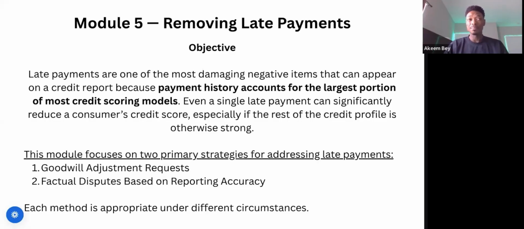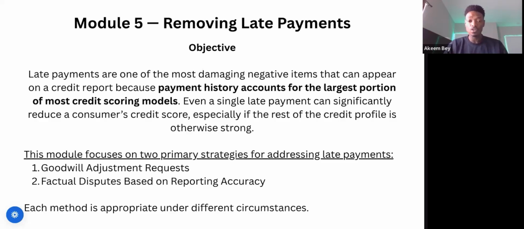Removing late payments. So the objective items that can appear on your credit report, because payment history accounts for the largest portion of most credit scoring models. When it comes to FICO, it's about 35% of your overall credit score, which equates to about 192.5 FICO points.